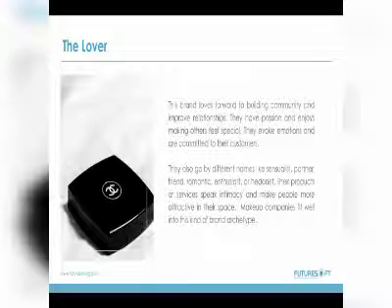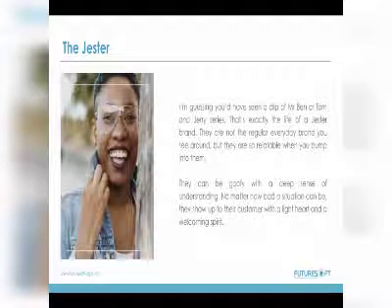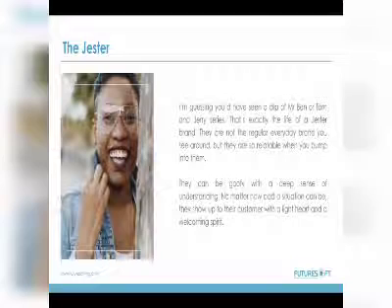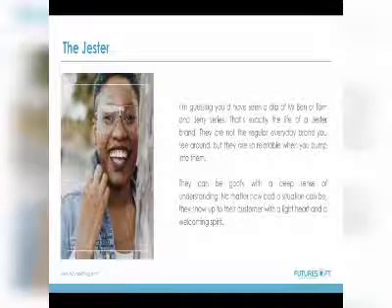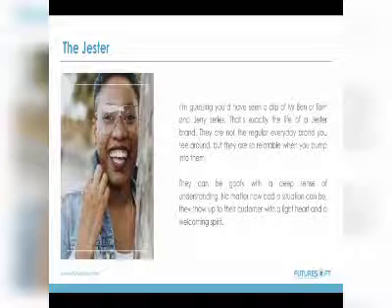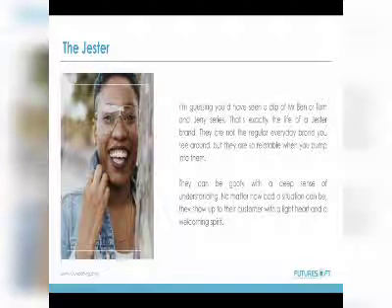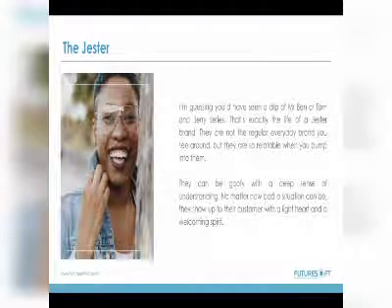Moving on, another brand archetype we have is the jester. I'm guessing you would have seen a clip of Mr. Bean or the Tom and Jerry series. Now these are the exact brand, that's exactly what a jester brand looks like. They are not the regular everyday brand you see around, but they are so relatable when you bump into them. They can be goofy, but they have a good sense of understanding. They can relate with people more. They can bring very weird scenarios into the display, and then it relieves people of their pressure or takes stress away from people. So no matter how bad the situation can be, they show up to their customers with a light heart and a welcoming spirit.